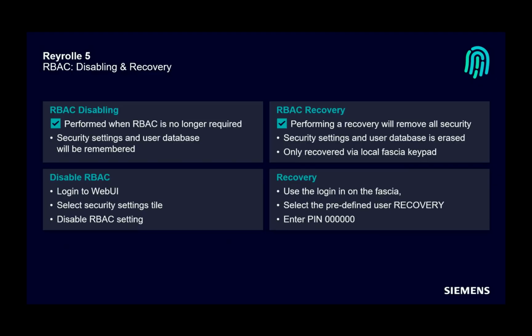If you are locked out of the device and require access, perhaps there's no users available on site in an emergency, it's possible to perform a recovery and gain access to the device. A recovery will turn off the RBAC security, but unlike the disable function, it will erase all the security settings and the user database. The device configuration will remain, but any RBAC security will be reset to its factory state. This action can only be performed locally via fascia, keypad, and LCD.